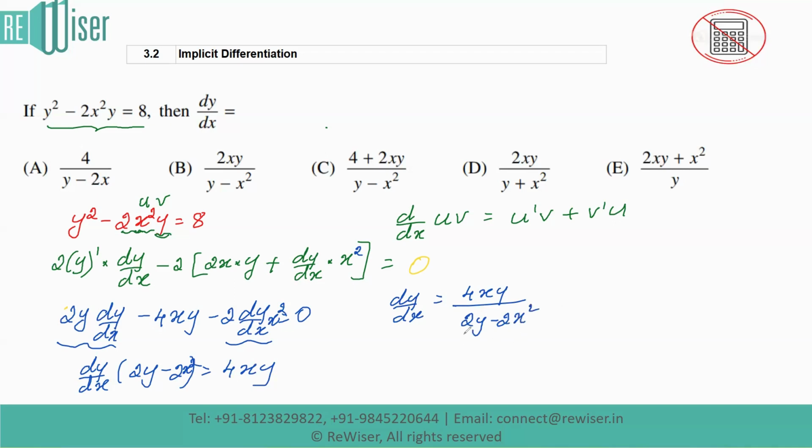In the denominator, I can factor out 2 common, which cancels out with the numerator. When I do that, the final answer I'll get is 2xy over y squared minus x squared. And this is the right answer for this question, which is option B.